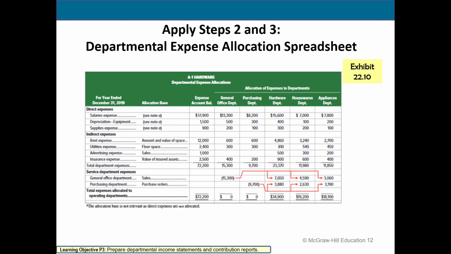In step 3, we allocate the service department expenses to the operating departments. Remember, the two service departments are general office and purchasing. You can see that the total that needs to be allocated for general office is $15,300, and the amount that needs to be allocated for purchasing is $9,700. Notice also that at the end, we have zero expenses for general office and purchasing because those are allocated. We will look at the detailed calculations for allocating the indirect expenses in the appendix to this chapter.